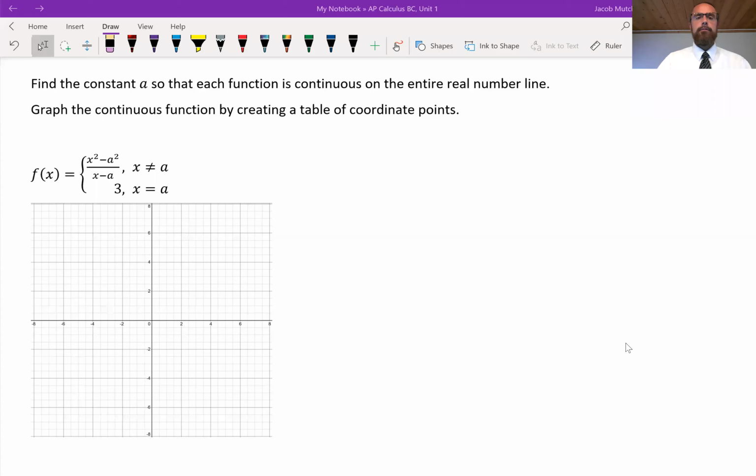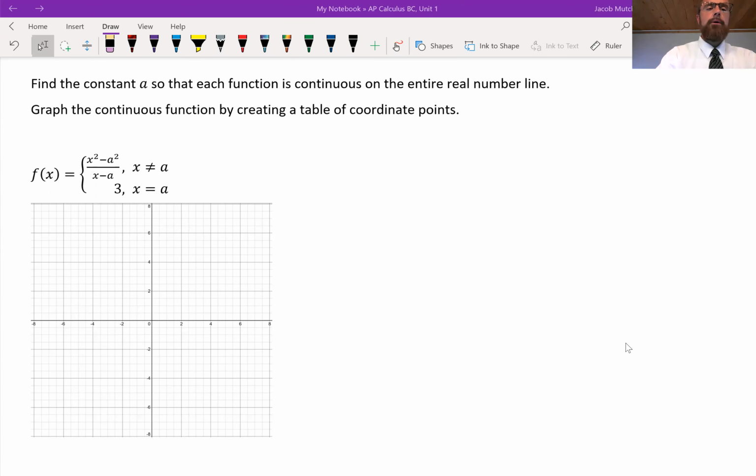Our first example for the second segment's here. So our task is to find the constant value of a so that each function is continuous on the entire real number line. Then we want to graph the continuous function by creating a table of coordinate points. And really, once we've solved for that a, the graph is going to demonstrate, hey, we have made that piecewise function continuous. So we're going to start off here by just checking out our one piecewise function with the two parts.